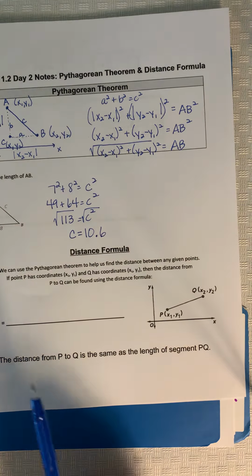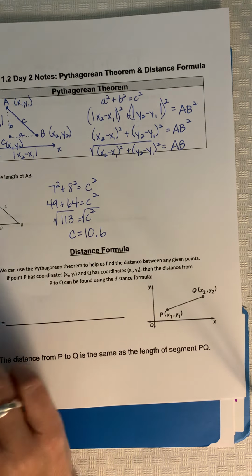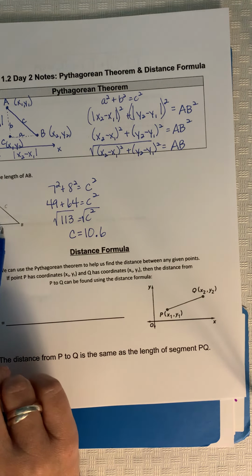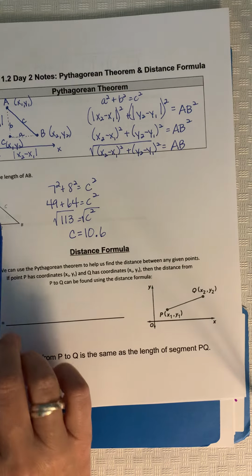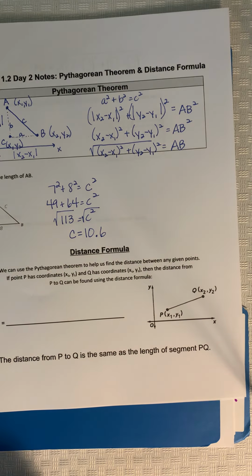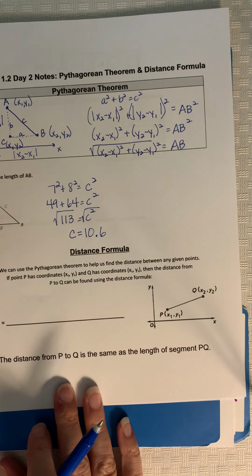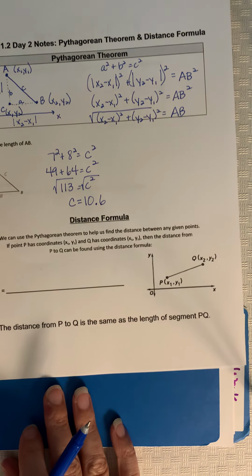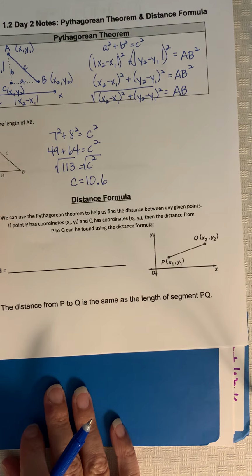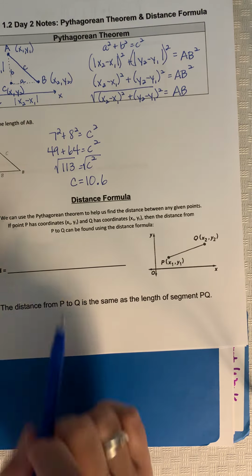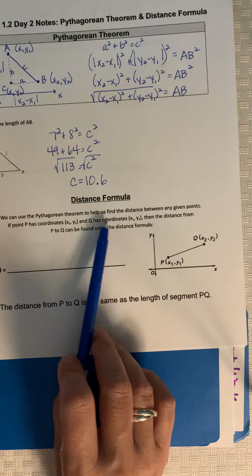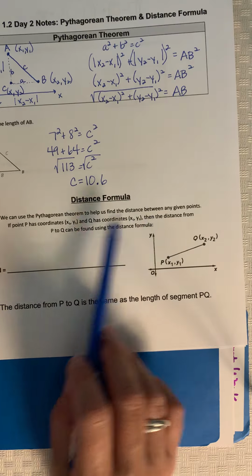Whenever you do the Pythagorean theorem, whenever you have any right triangle, the two legs will always be shorter than the hypotenuse. The hypotenuse will always have to be the longest side. If you need more refresher on the Pythagorean theorem, or if you had never done it before, just come to tutorials and we'll take care of it. We are going to use that concept when we talk about the distance formula. So we're going to use the Pythagorean theorem to help us find the distance between any given points.